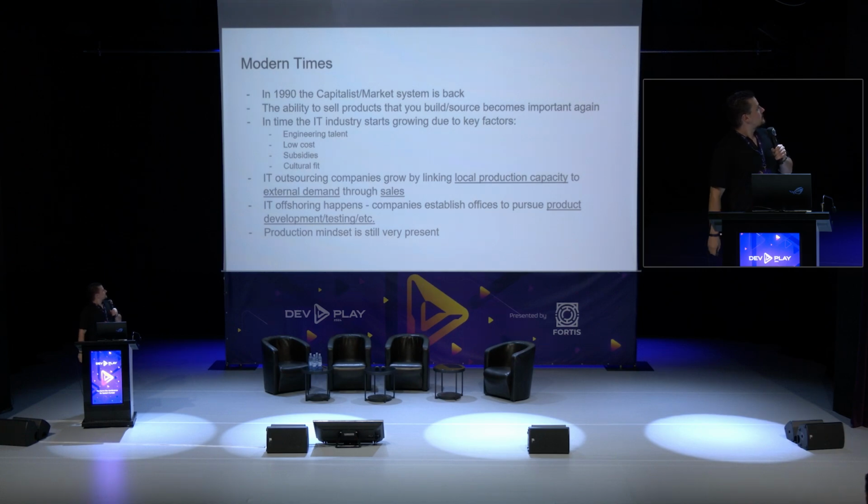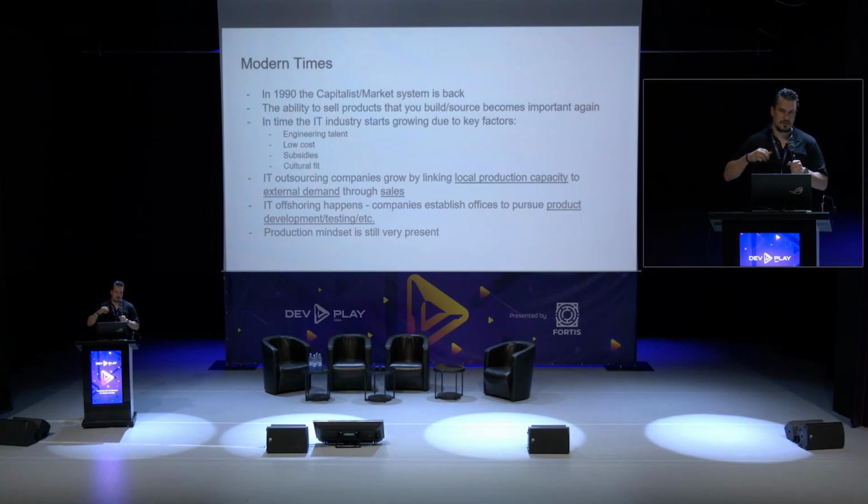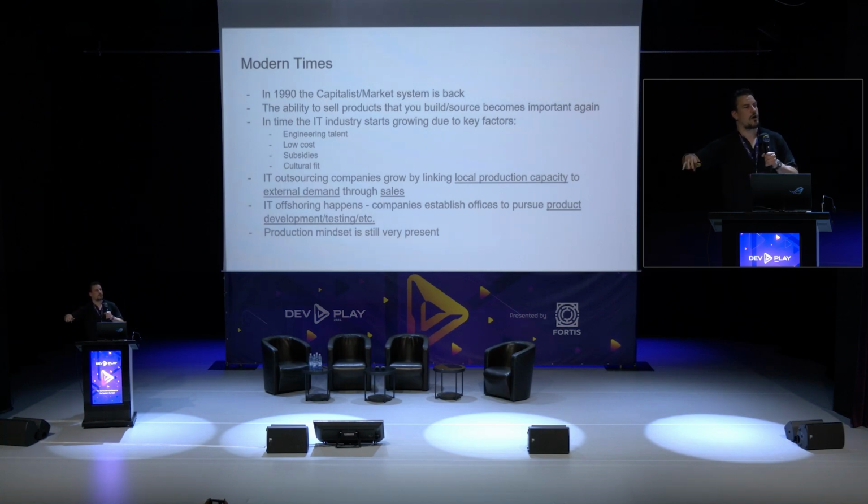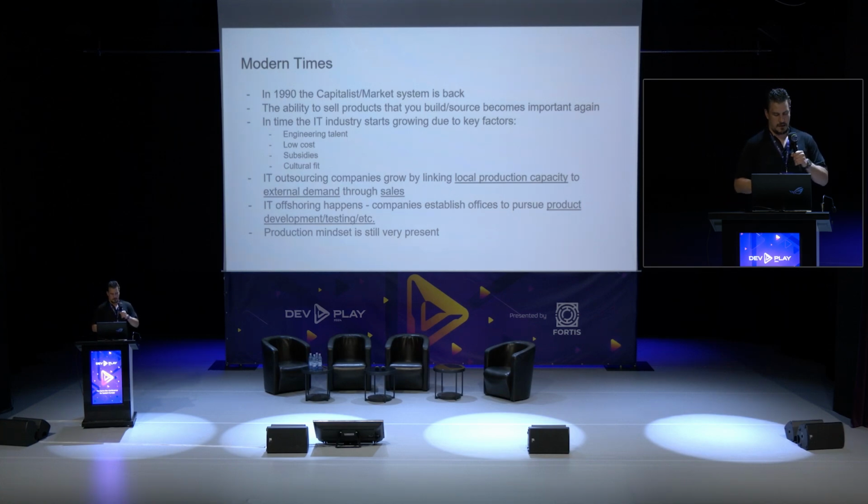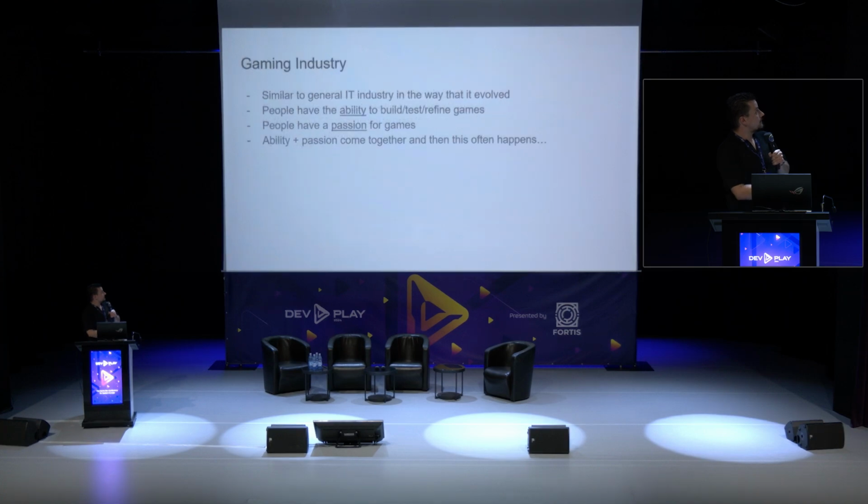Okay, IT outsourcing companies start growing by linking local production capacity here in Romania to external demand through sales. And then also IT offshoring happens, which means you start building a product somewhere else and you establish a local office to build certain aspects of that product. The production mindset is still very present in the economy here because of education.